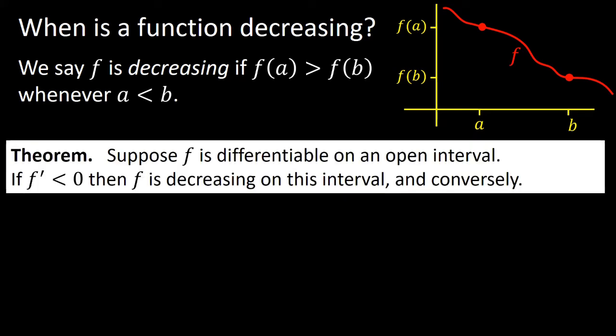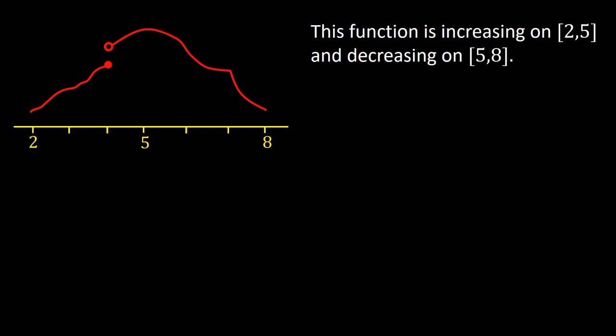Just like before, if you have a differentiable function on an open interval, if the derivative is negative, the function is decreasing, and the other way around. If the function is decreasing, the derivative is negative. I want to round out this video with some examples of functions just to clarify what is meant by increasing and decreasing. Here's a function on an interval 2, 8.